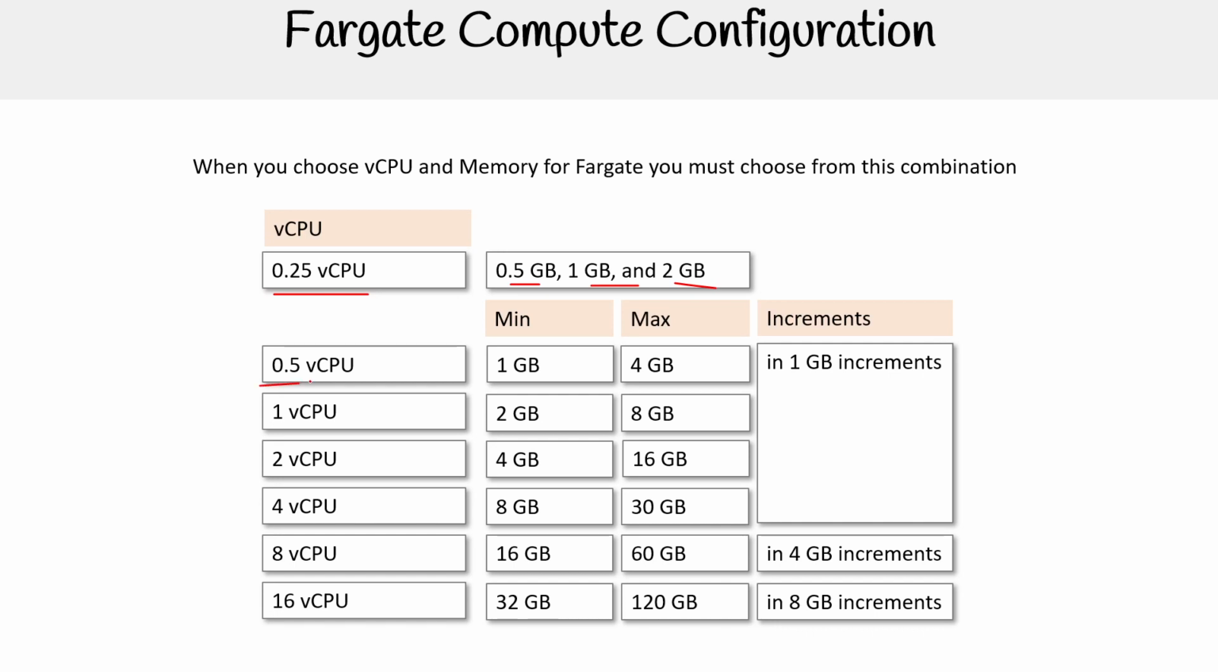When you get into 0.5 vCPUs, now you can choose between 1 and 4, and then you can choose anything in between there. So 1, 2, 3, 4. And so this is the pattern it follows, and you can see it's a little bit different as it goes up. So there you go.